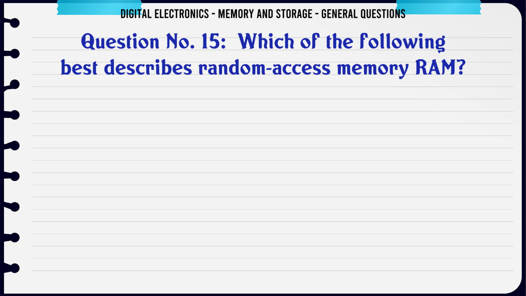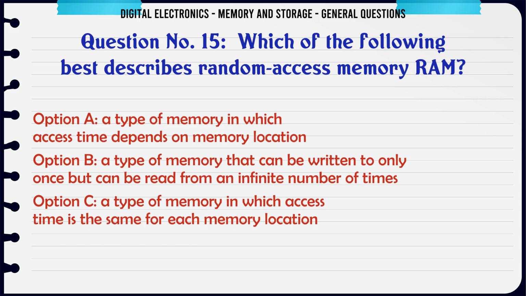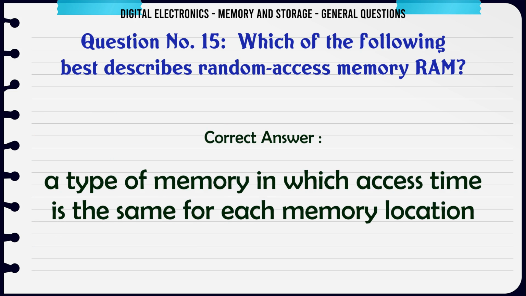Which of the following best describes random access memory, RAM? A. A type of memory in which access time depends on memory location. B. A type of memory that can be written to only once but can be read from an infinite number of times. C. A type of memory in which access time is the same for each memory location. D. Mass memory. The correct answer is a type of memory in which access time is the same for each memory location.